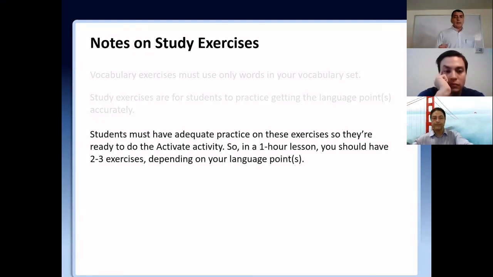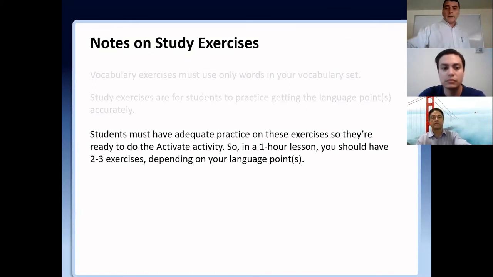And the students need that because they need adequate practice in getting accurate use of the language in order for them to be familiar enough with the language so that they're comfortable attempting the activate activity. Okay, so we must give them adequate practice. And so in a 1-hour lesson, you should aim for minimum 2, but probably 3 study exercises. Okay, bear in mind, of course, the time constraint.